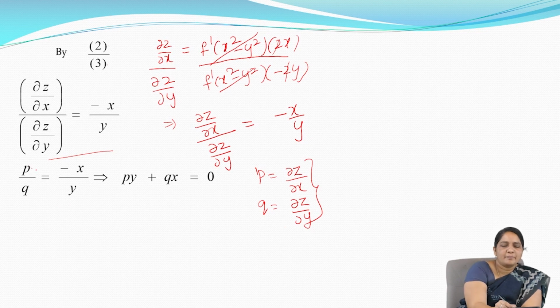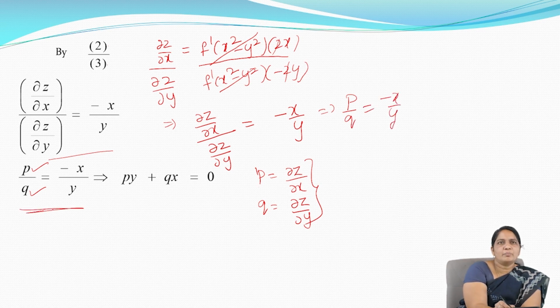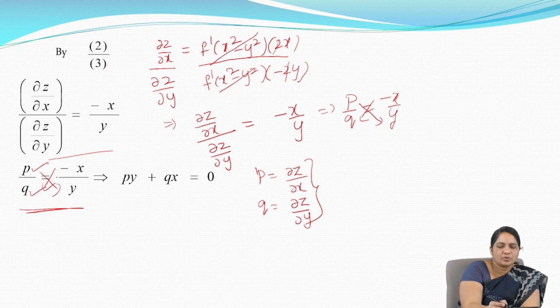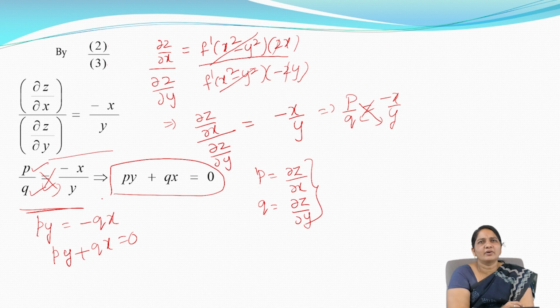So finally p by q equal to minus x by y. Now I am going to do the cross multiplication here. So p into y equal to minus qx, nothing but p into y plus qx equal to 0. So this is our required PDE.